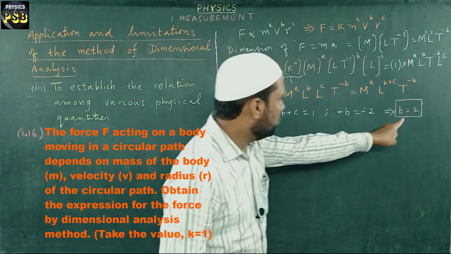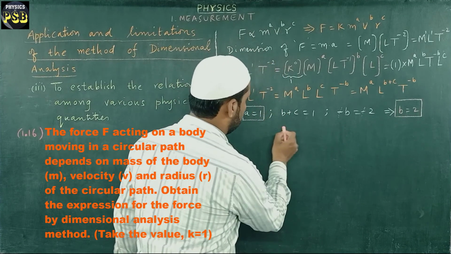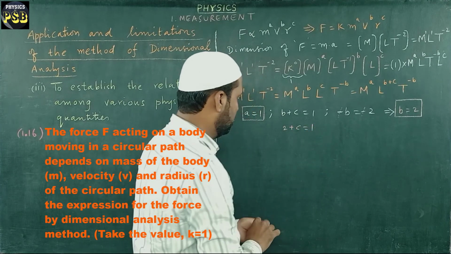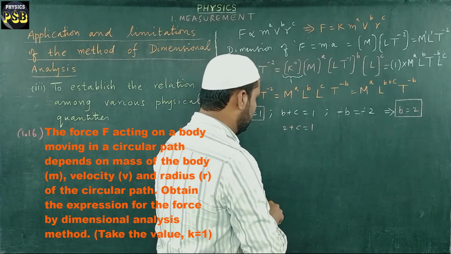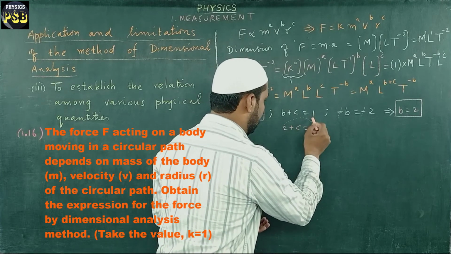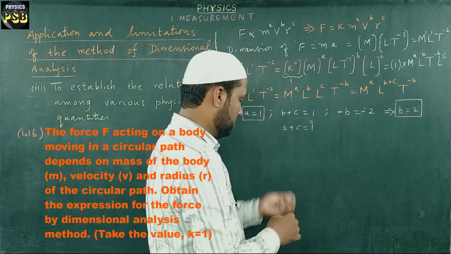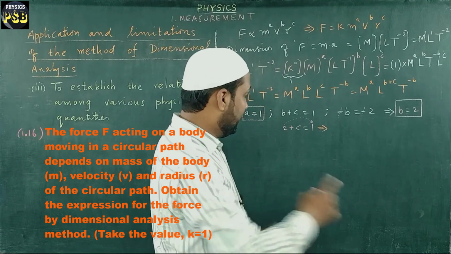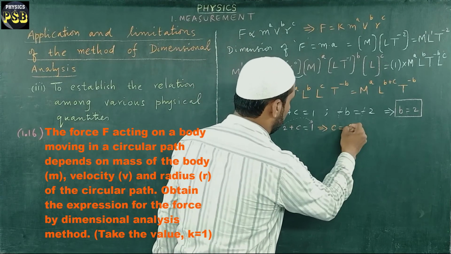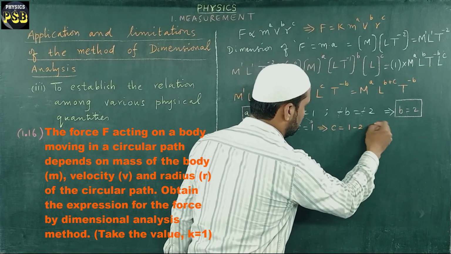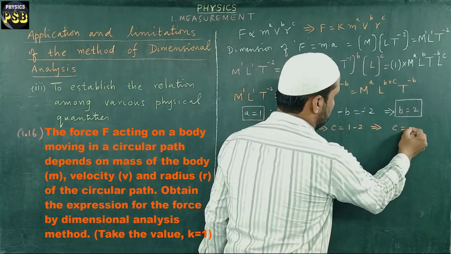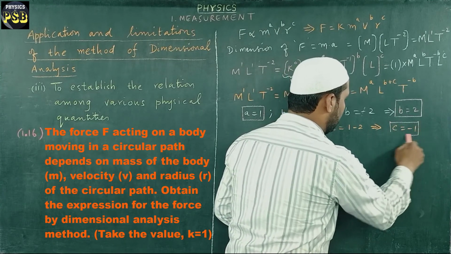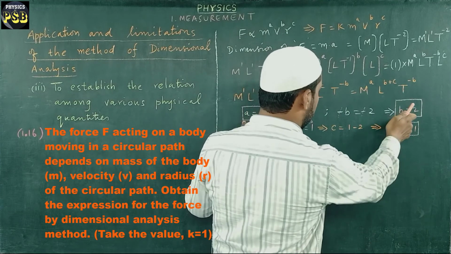For that, I substitute the value of b in this equation. So b is 2, so 2 plus c equals 1. Then the next step, what is done? It is taken this side. So plus 2 will become minus 2. c is equal to 1 minus 2. That is nothing but c is equal to minus 1. I box this. This is how we obtain the value of a, b and c.